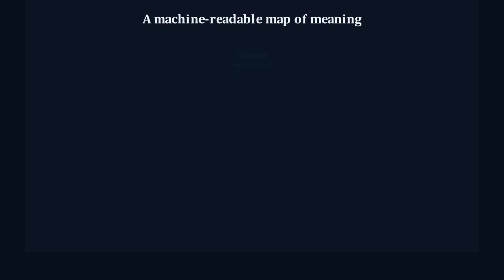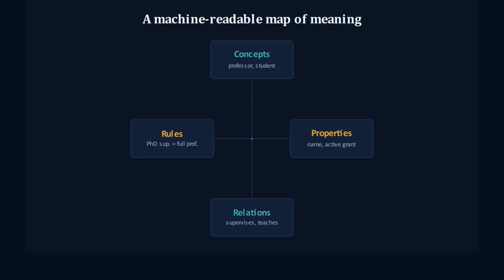So let us pull it all together. Scattered knowledge, structure without meaning, and AI that cannot be trusted to truly know. What is missing, through all of it, is one single thing. A shared, formal, machine-readable map of a domain's meaning. The concepts that exist, like professor and student. Their properties, like a name or an active grant. The relations between them, like supervises and teaches. And the rules they must always obey, like every PhD supervisor must be a full professor. Capture those 4, formally, and a machine can finally reason the way you and I did at the very start. That map has a name. It is called an ontology.